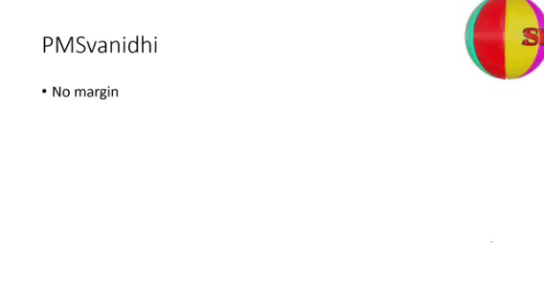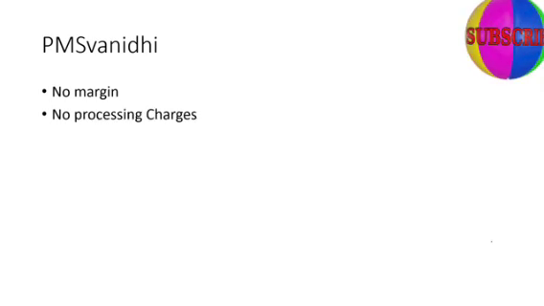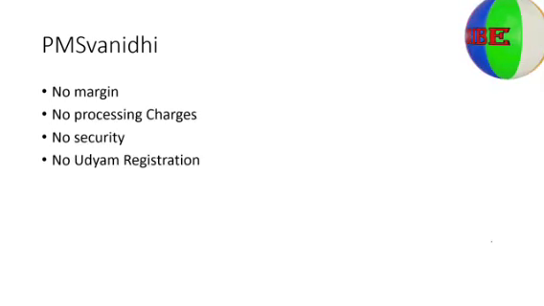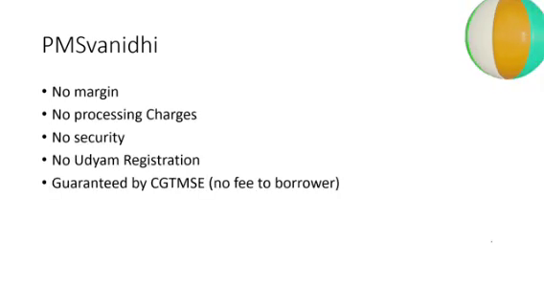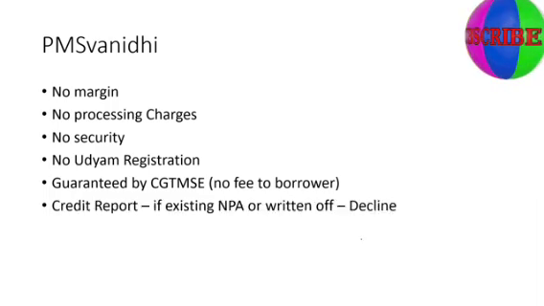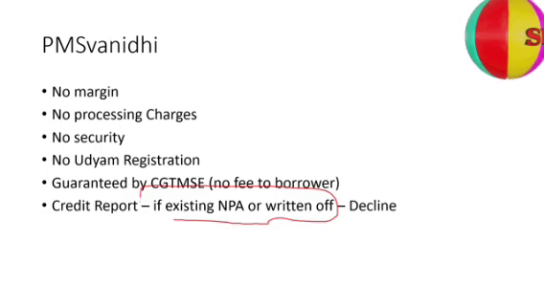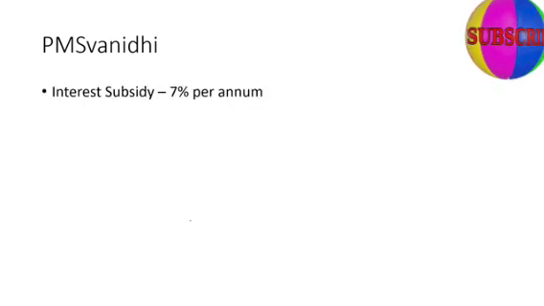Okay. No margin, no processing charges, no security, no Udyam registration. This is guaranteed by CGTMSE, and no fees to be charged from the borrower. Credit report: no minimum credit score is required. Only if any NPA or write-off account is there, we can decline. Interest subsidy is 7% per annum.